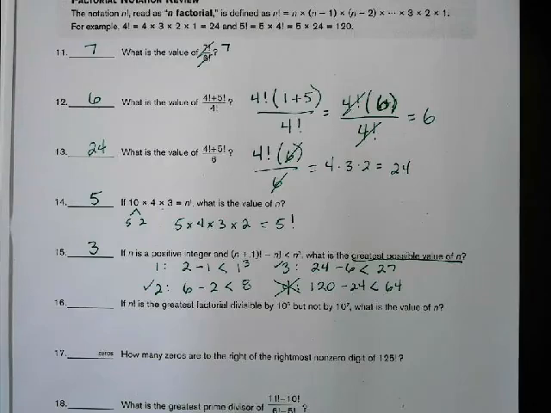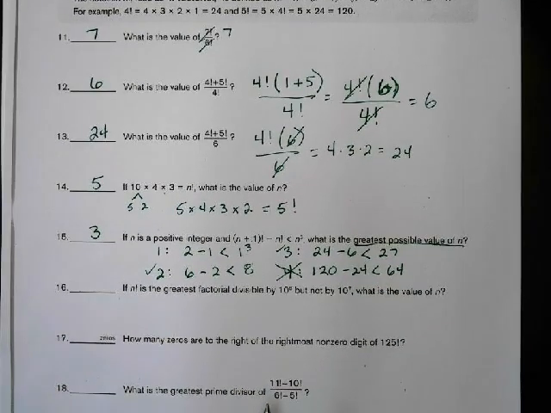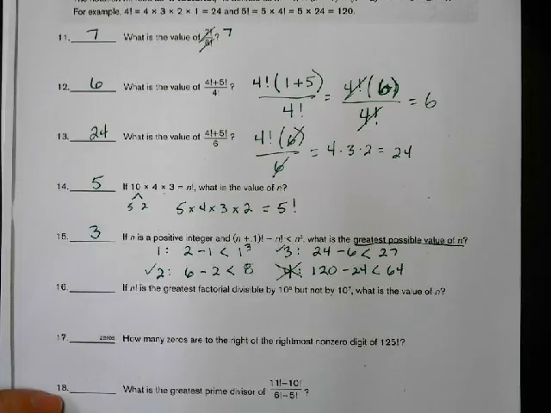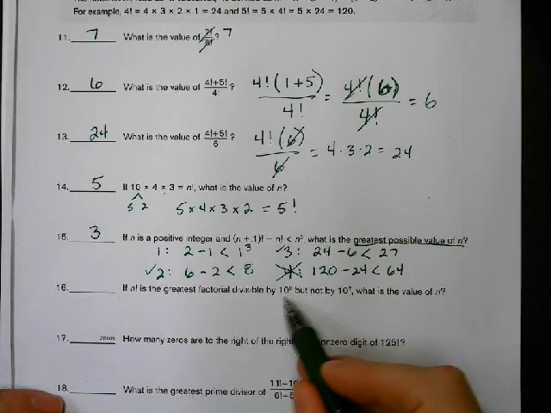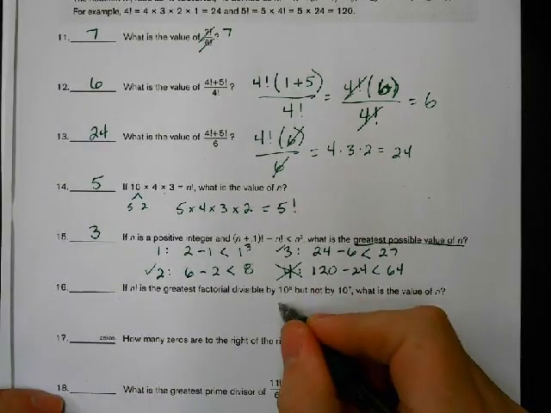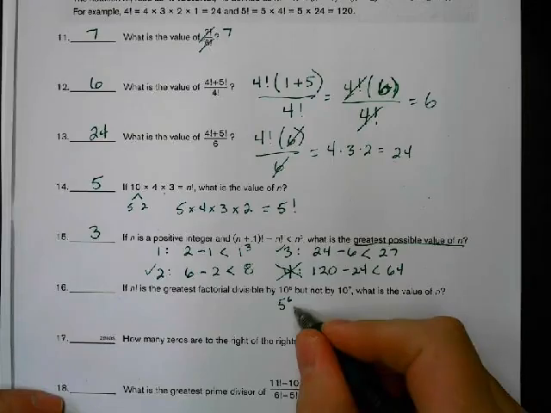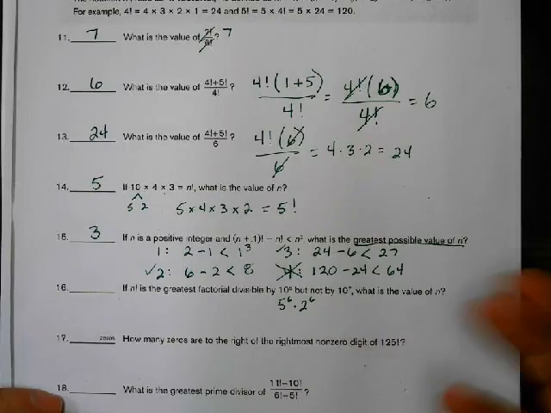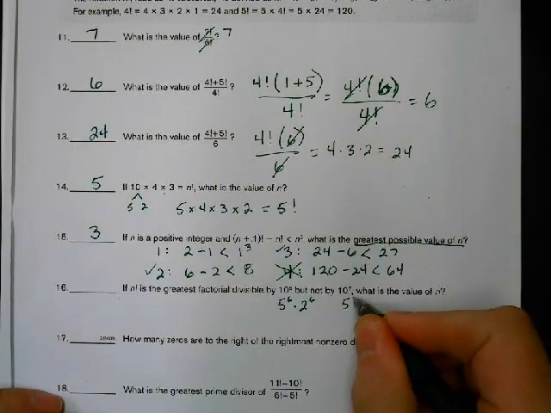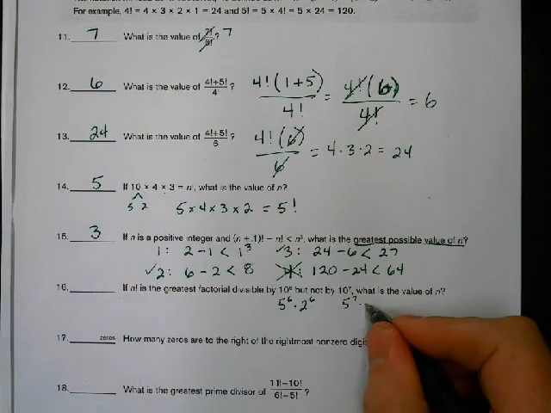Number 16, if n factorial is the greatest factorial divisible by 10 to the 6th, but not by 10 to the 7th, what is the value of n? Okay, interesting problem. So I know that 10 to the 6th power has 6 5s and 6 2s as factors, whereas 10 to the 7th, of course, has 7 5s and 7 2s.